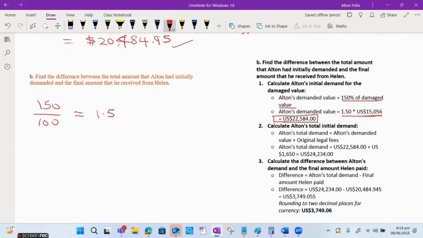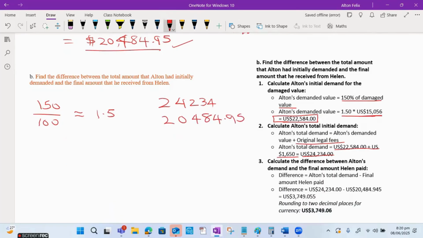Now, in addition to that, let's look at his original legal fees. He did not get all the legal fees. He got 3/4 of this amount, but his original legal fees came up to 1,650. So therefore, his total demand was 24,234. And based on the calculation we just did here, Helen is entitled to pay 20,484.95.